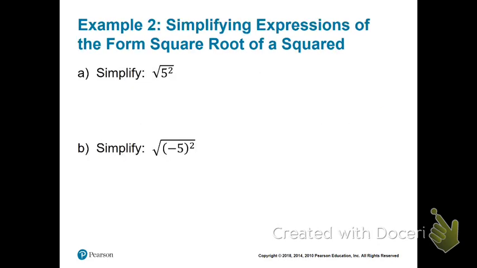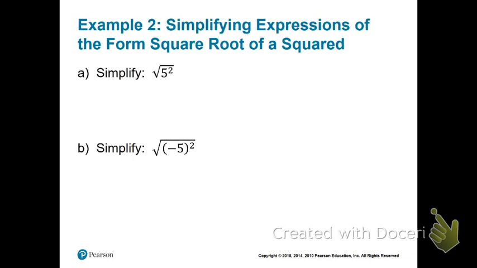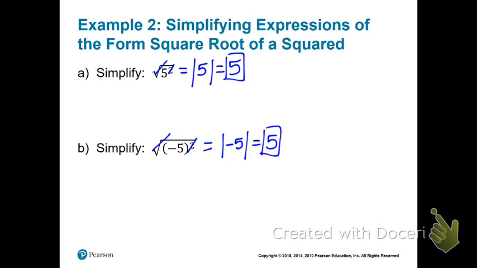So let's simplify. The square root of 5 squared, well, it's going to be equal to, the square and the square root cancel, and we're going to take the absolute value of what's underneath there. So remember, absolute value is always positive because it tells us the distance that number is from 0. And then b, the square and the square root will end up canceling, so it's going to be the absolute value of that negative 5, which is also positive 5.